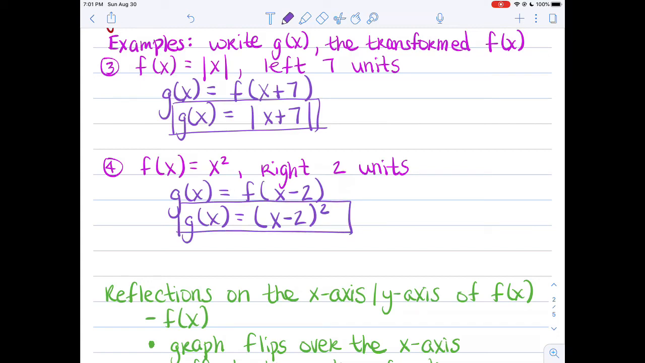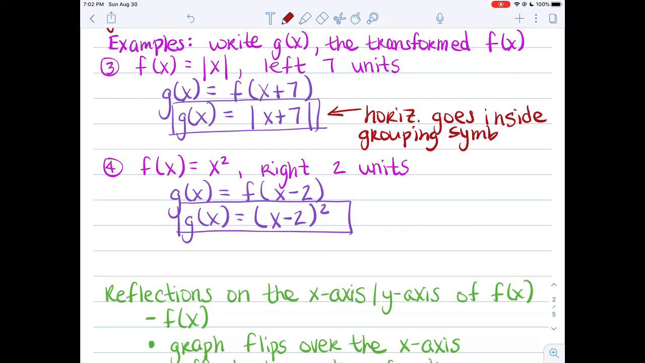So again, let's just remind ourselves that the horizontal goes inside grouping symbols, with x. So that happens here, and it also happens here. Notice that the plus 7 and the minus 2 are inside the grouping symbols.